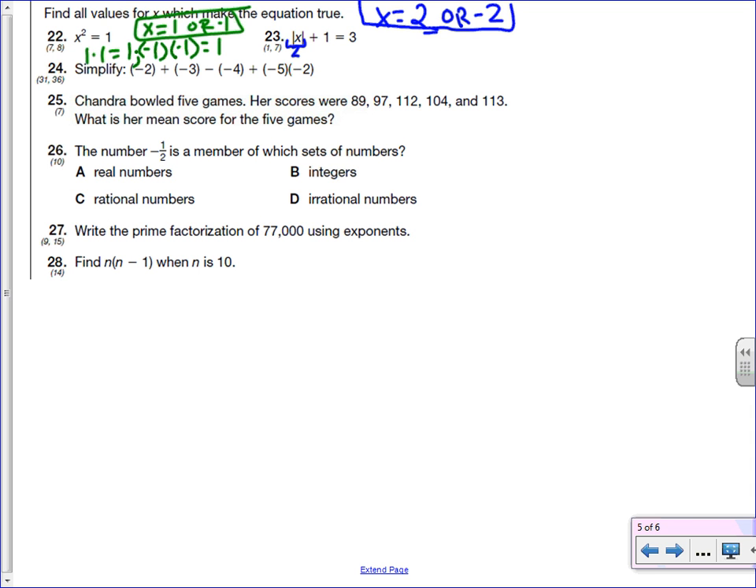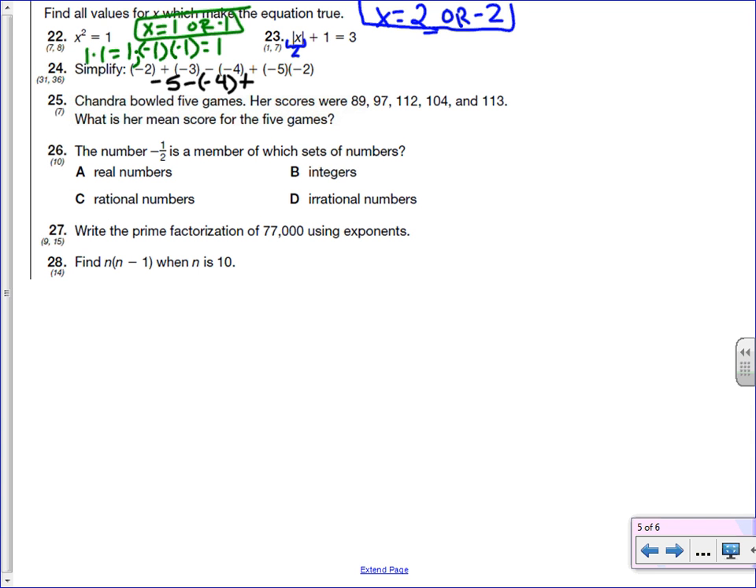Simplify. So we have negative 2 plus negative 3. So these have the same sign. So we just add the numbers. 2 plus 3 is 5. And then the sign is negative because it was the sign on both of them. And then minus negative 4. These are things that we haven't done yet.